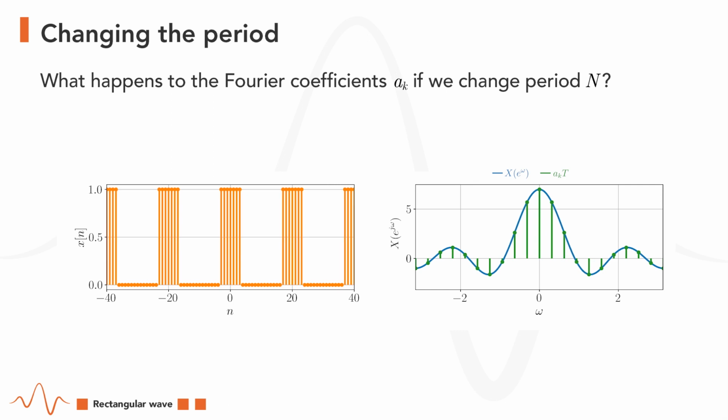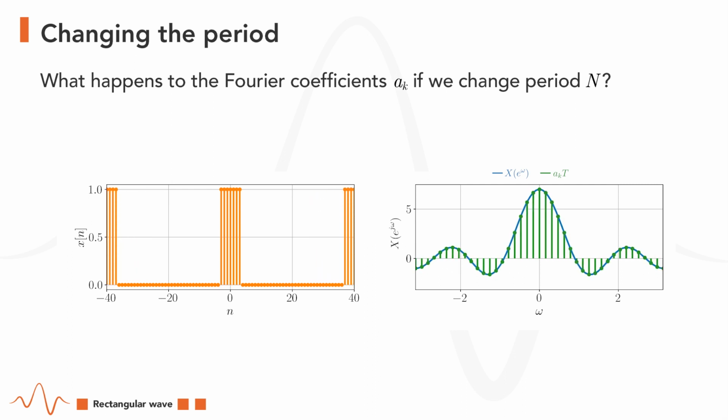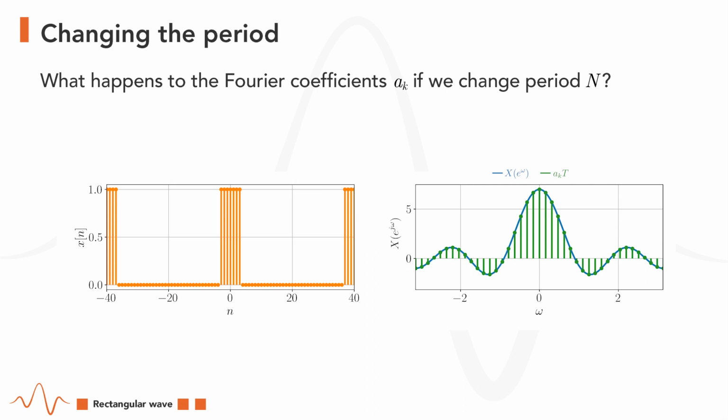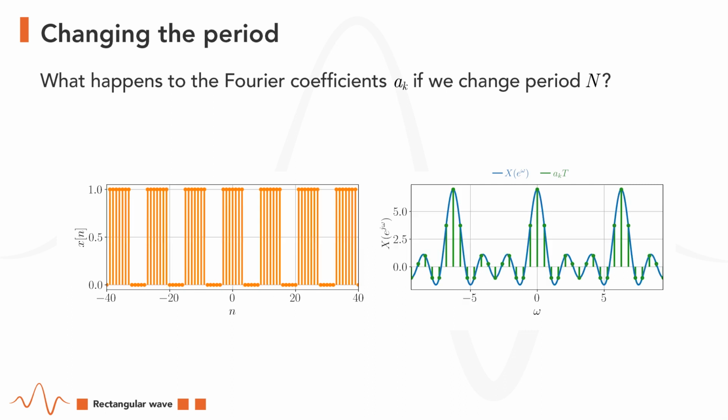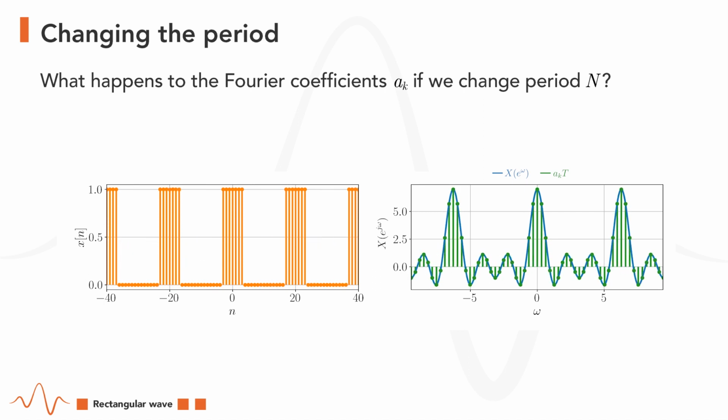Now, if we change the period capital N, we see that as we increase capital N, the envelope function multiplied by 1 over capital N is sampled more and more often as capital N increases, leading to the values of ak. The envelope function is therefore invariant to changes of period, just as in continuous time. An interesting new feature is what happens if we change the domain and plot more ak, and also, of course, increase the domain of the envelope function.